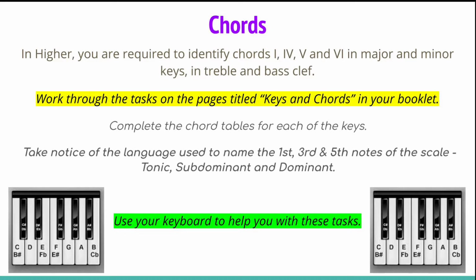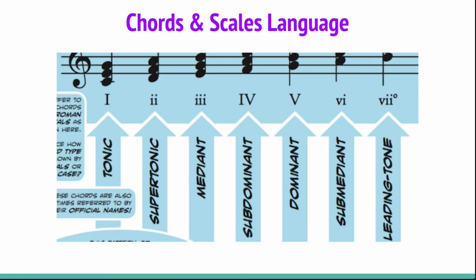You should start to take notice of the language used to name the first, third and fifth notes of the scale, the tonic, subdominant and dominant. You can use a keyboard to help you with these tasks. Here is the language musicians use to describe the degrees of the scale and the notes within a chord. At higher level, you're required to know note 1, which is the tonic, note 4, the subdominant, and note 5, the dominant.